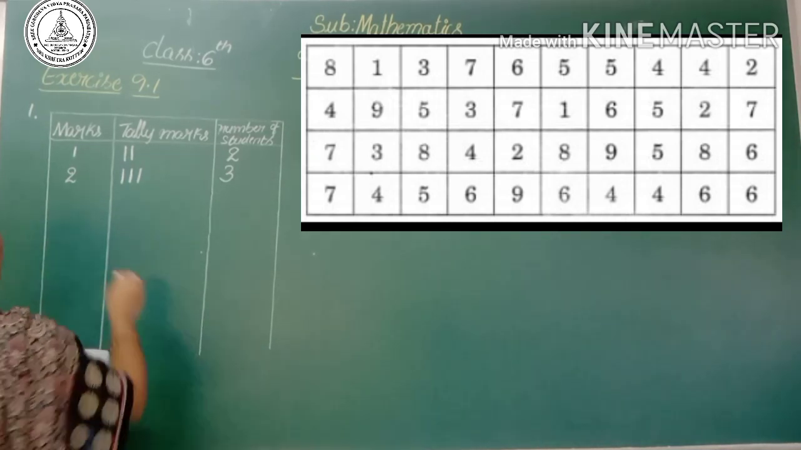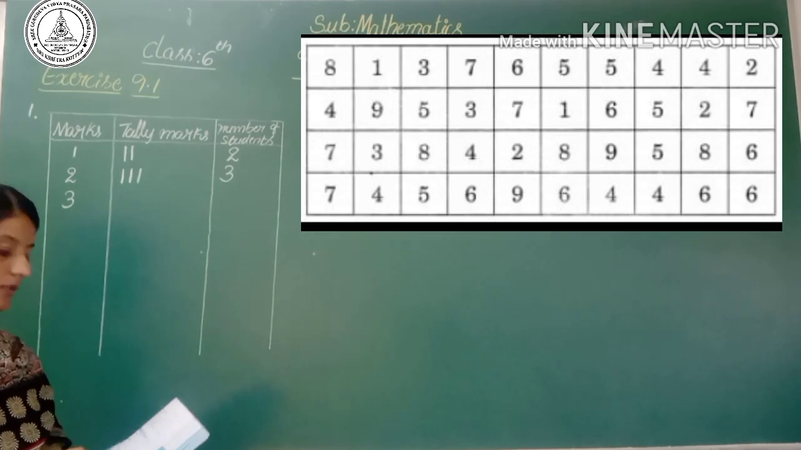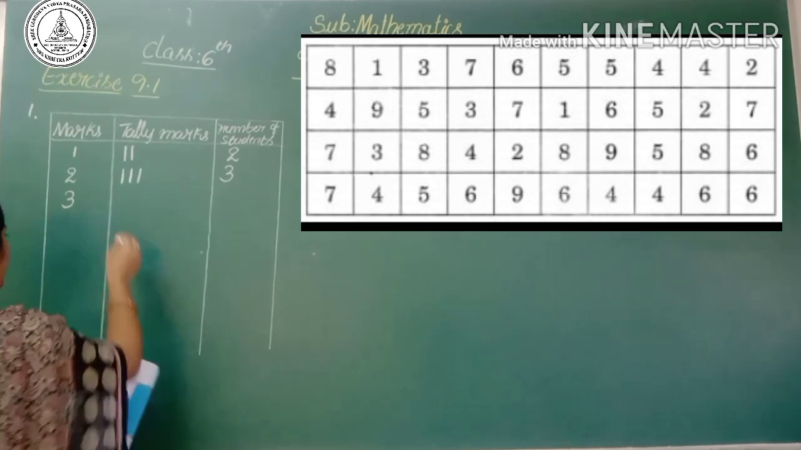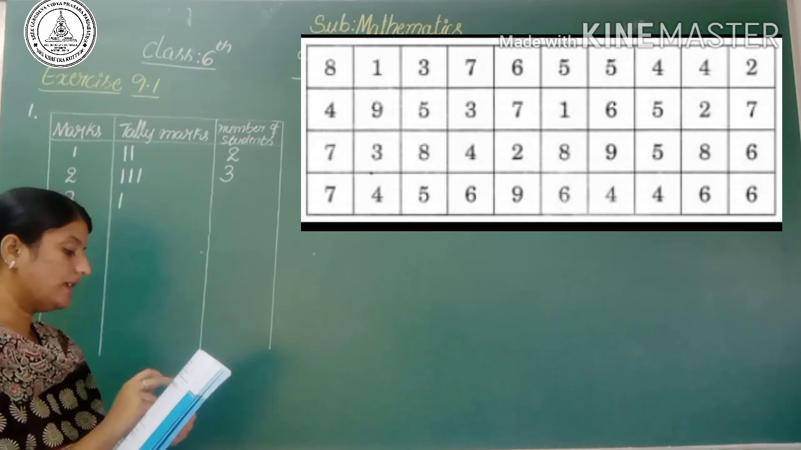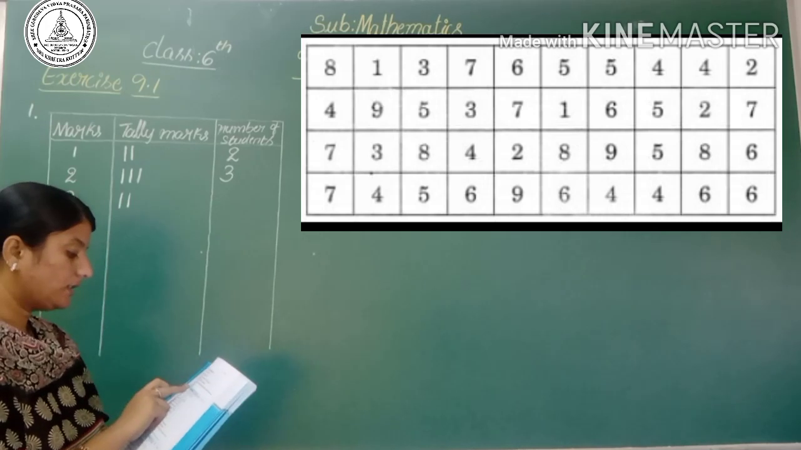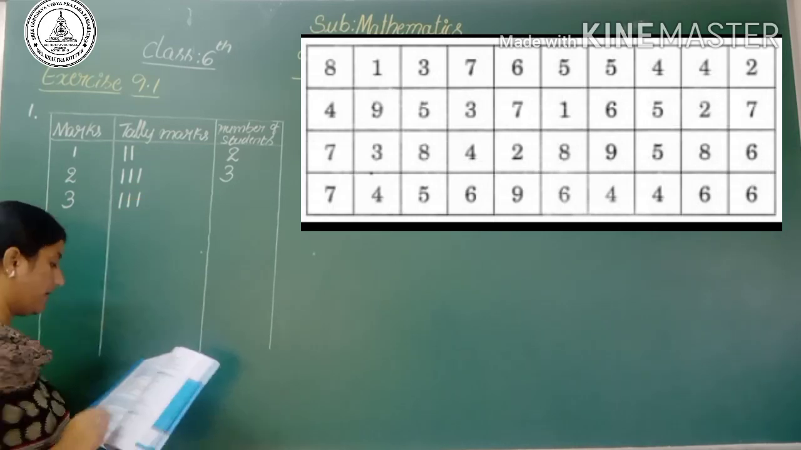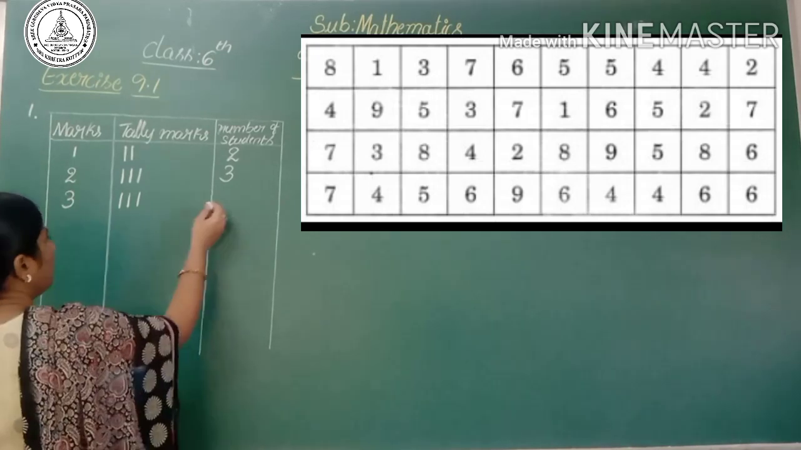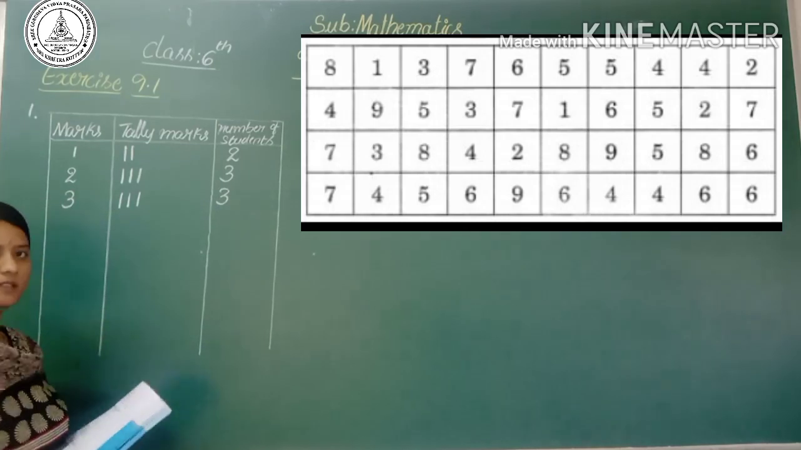Okay, then next mark 3. How many students got 3 marks? Okay, observe in the first row. In the first row, only 1 member got 3 marks. And in the second row, also only 1 member got 3 marks. In the third row, only 1 member got 3 marks. And in the fourth row, no one got 3 marks. Okay, then how many students got 3 marks? That is 3 students got 3 marks.